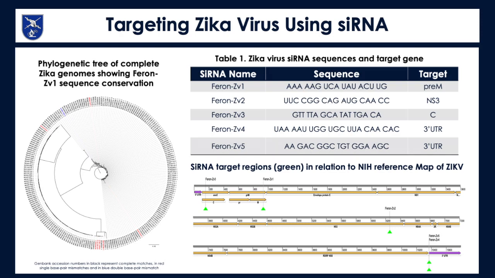The phylogenetic tree to the left shows sequence conservation of siRNA Ferrin ZV1 and all Zika virus genomes. I did exactly the same thing for all the sequences listed in Table 1 and mapped these siRNAs to their corresponding targets in relation to the NIH reference map of Zika virus. You can see it in green below Table 1.